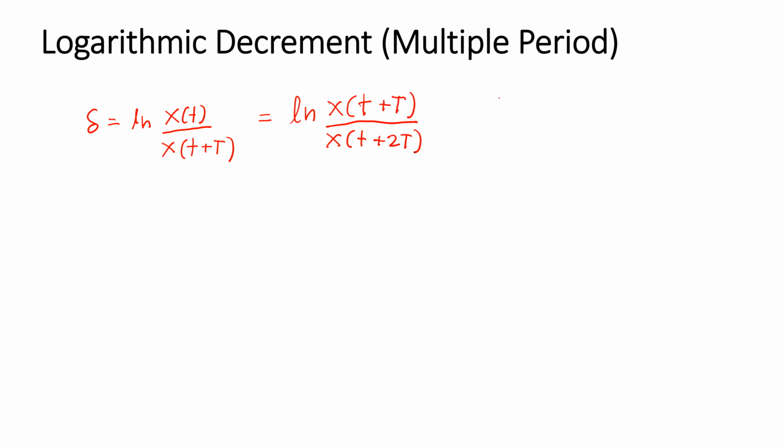It's also the same. So if you take the exponential of this equation, you have e to the power delta equal to x at the initial time divided by x when time has passed by one period. And it is also equal to x when time has passed by one period divided by x when it has passed by two periods.